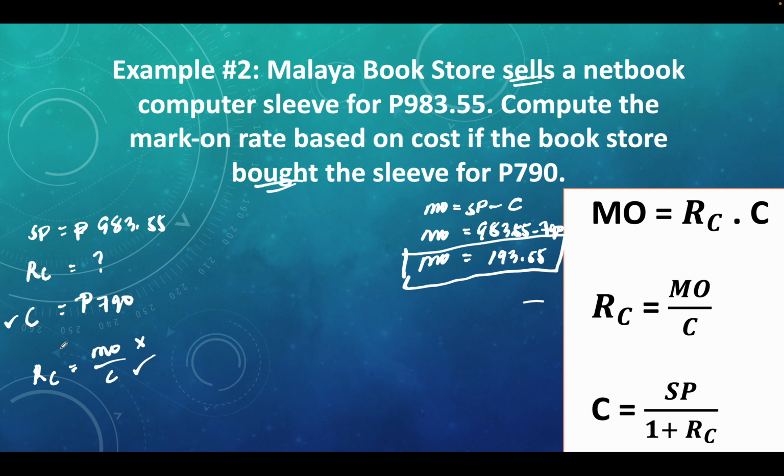Okay. So, since we already have the cost, which is this one, and we also have the mark on, which is this one, we can now use this formula to get the rate based on cost. So what we will do is substitute: rate based on cost is equal to the mark on, which is 193.55, all over the cost, which is 790. Okay?